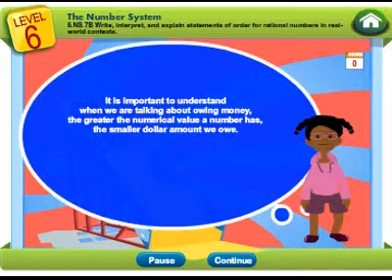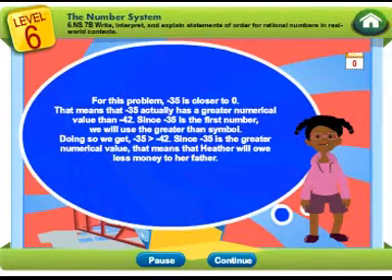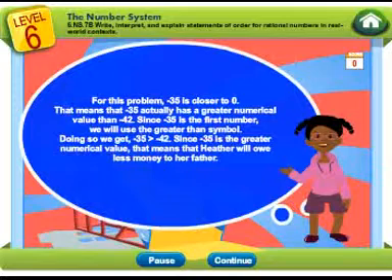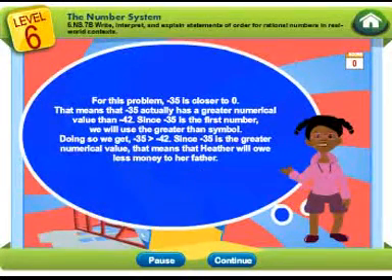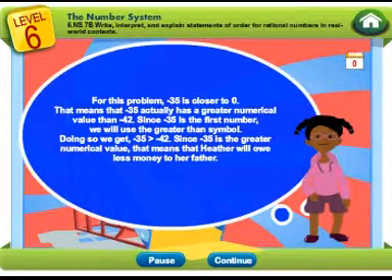It is important to understand when we are talking about owing money, the greater the numerical value a number has, the smaller dollar amount we owe. For this problem, negative 35 is closer to 0. That means negative 35 has a greater numerical value than negative 42. Since negative 35 is the first number, we will use the greater than symbol. Doing so, we get negative 35 is greater than negative 42. Since negative 35 is the greater numerical value, that means that Heather will owe less money to her father.